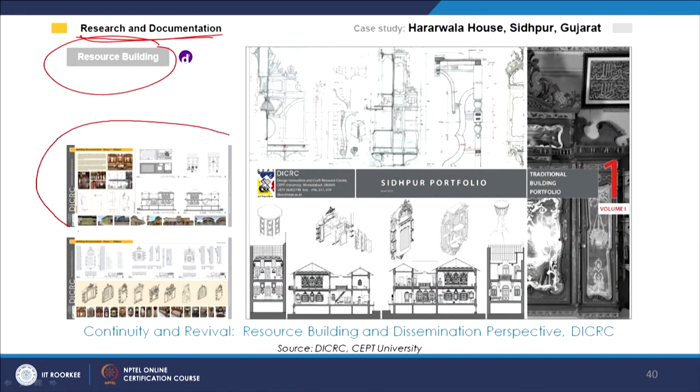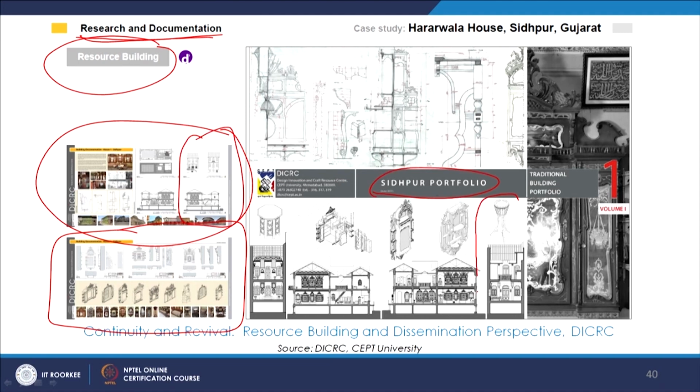So they do create this rich repository, and they have a lot of plates and portfolios where all the detailed drawings and images are compiled and composed, and they are there on their online portal to refer to.